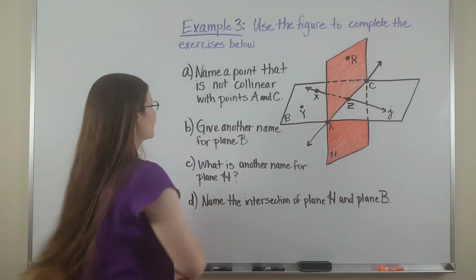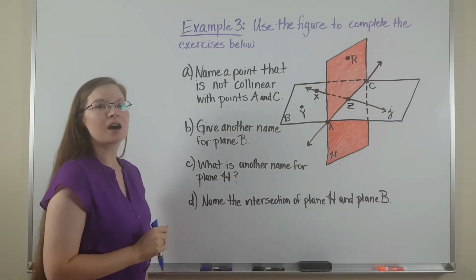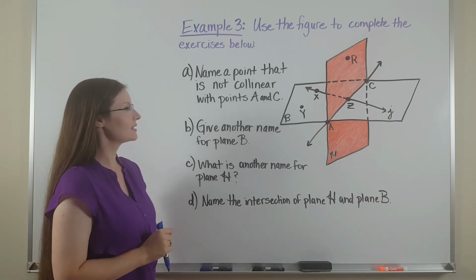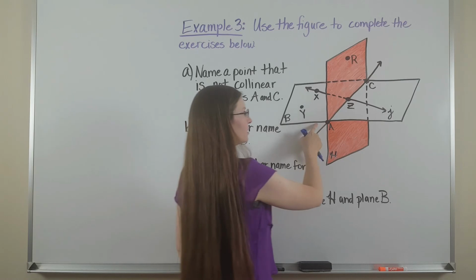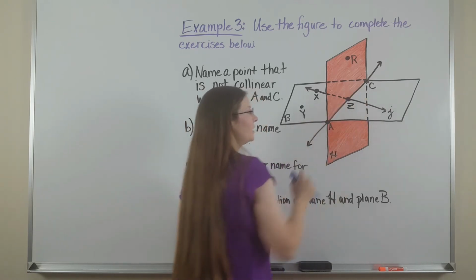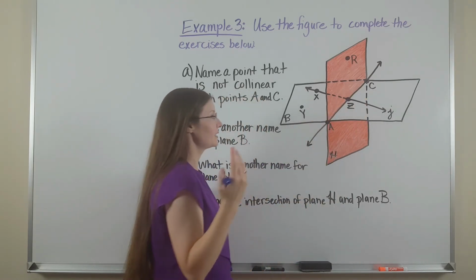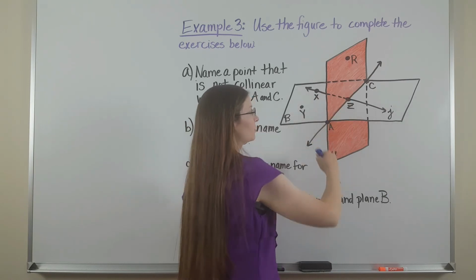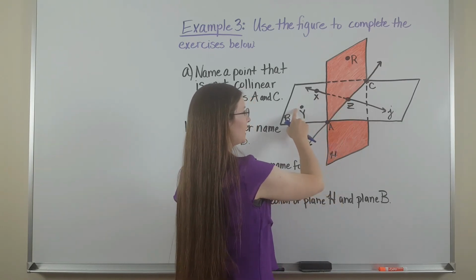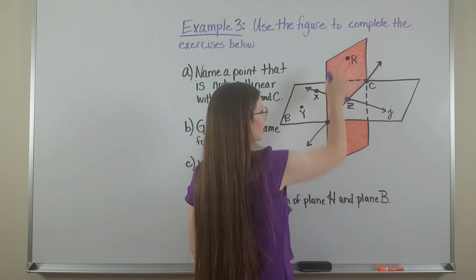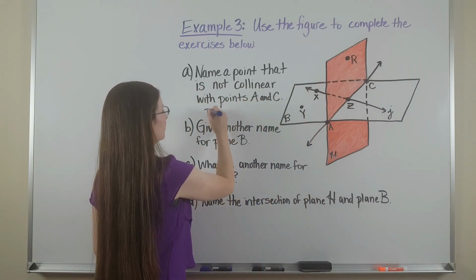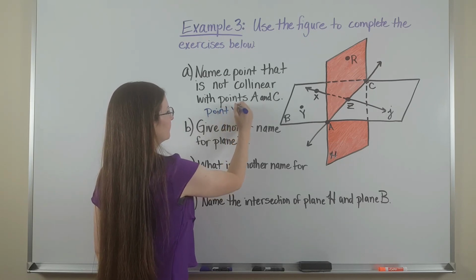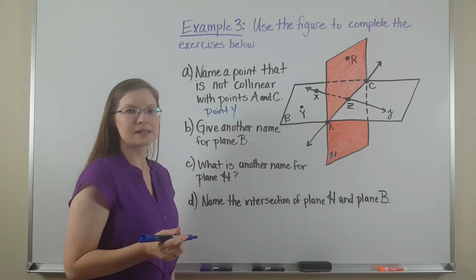Okay, letter A says, name a point that is not collinear with points A and C. Okay, so let's find A and C. Point A is here, point C is here. We need any point except Z. Z is collinear with those 2. So we could say point Y, point X, or point R. Any of those answers is correct, so I will write down point Y. Not collinear with A and C.